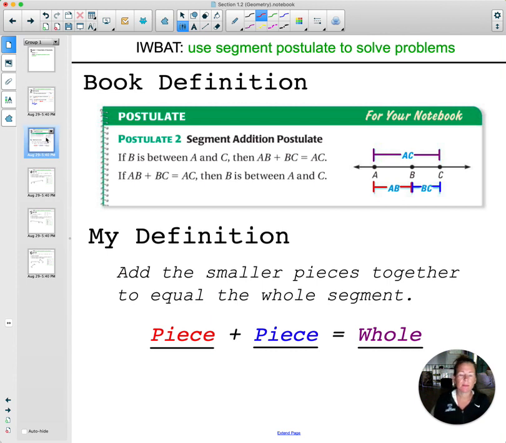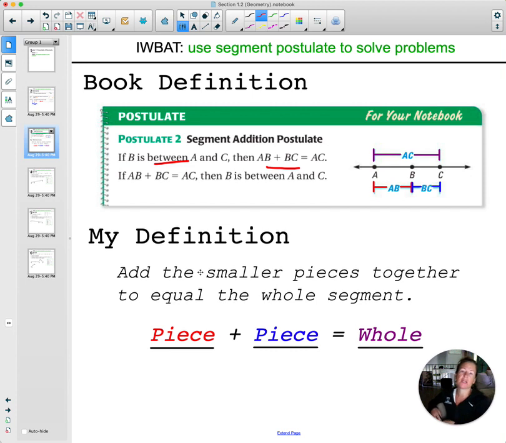All right, then the segment postulate that we're talking about today is called the segment addition postulate. Here's the book definition. If you have a point between two other points on a segment, somewhere between them, then the length of AB plus the length of BC is equal to the length of AC, and vice versa. This is called the converse of a statement, when you flip the front and the back. So now they just flipped those around.